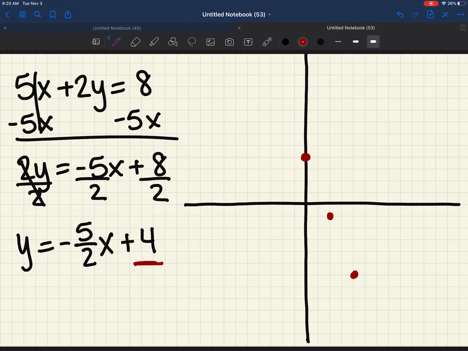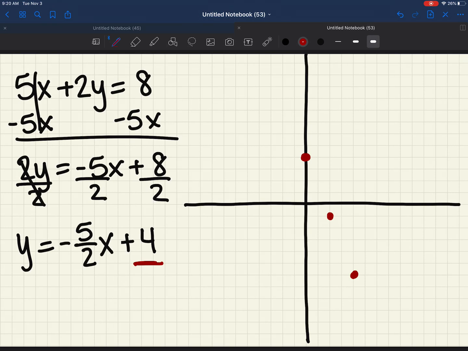Now, here's the question I'm going to ask. What if you're moving down 5 and right 2, and your graph happens to run out of room? Could you go back to your y-intercept and do the opposite? Go up 5, left 2? Yes, you can. That would give you the same point.